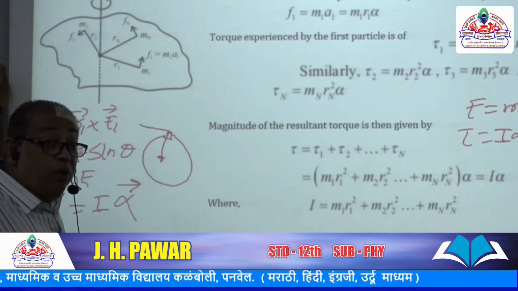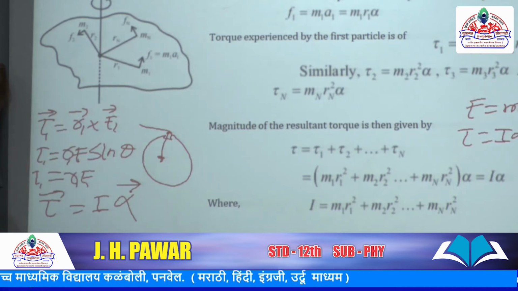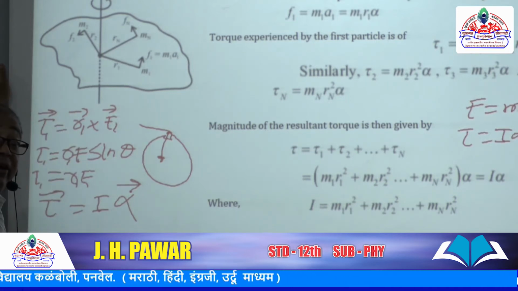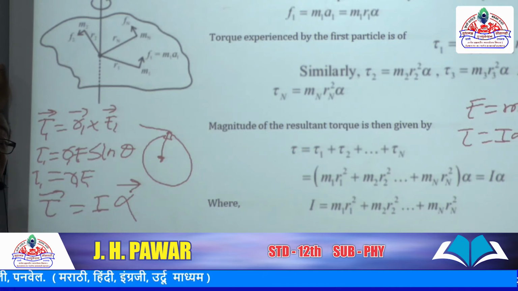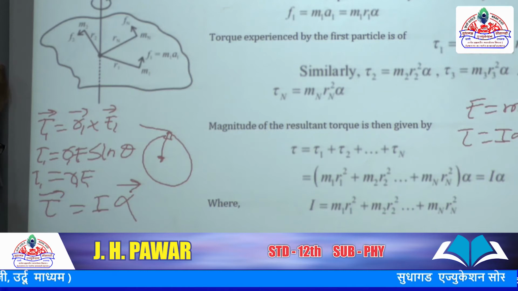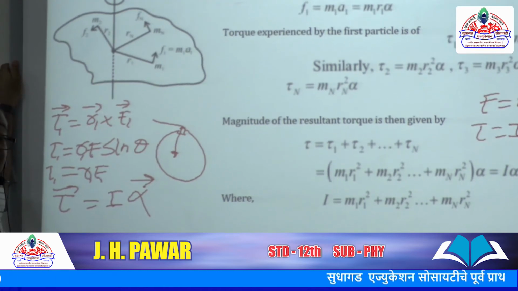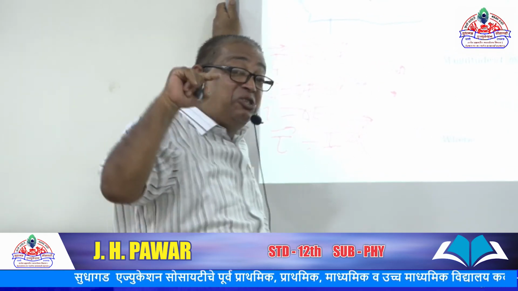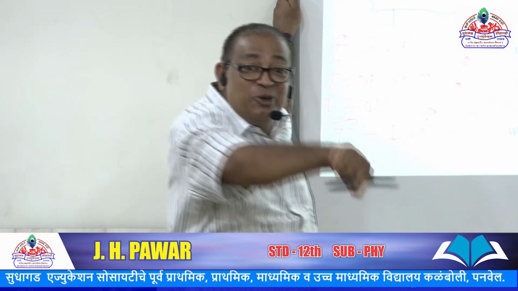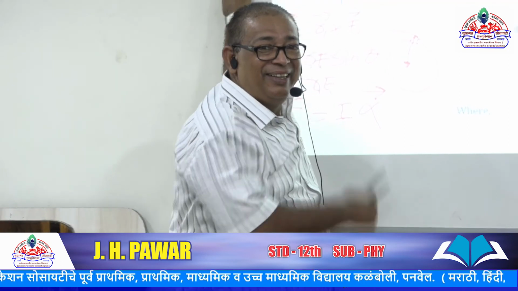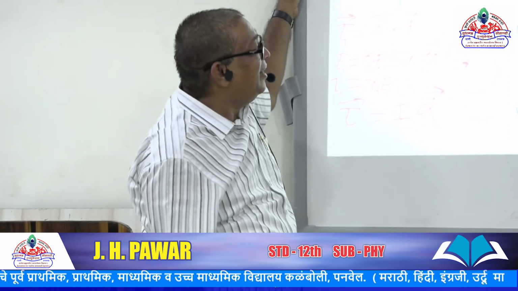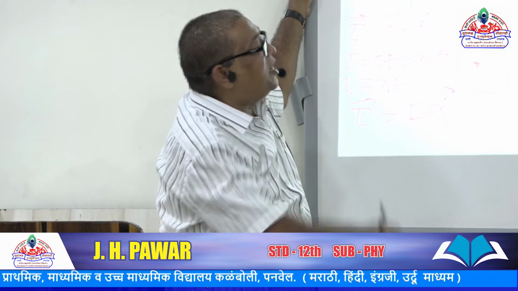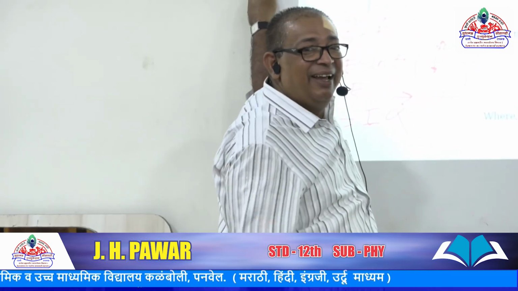Thereafter, the direction of alpha is the same as that of the angular speed when the angular velocity increases. But when this velocity retards, omega and alpha are in opposite directions. So omega and torque are also in opposite directions. Think about it. Okay.